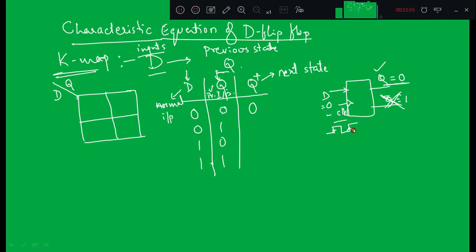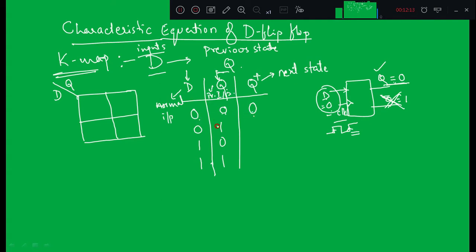For the next clock pulse also, I am not changing the value of D. Since I am not changing the value of D, the output will remain 0, right? See, q is 0. What will be the next state? Even after applying the next clock pulse, q plus will remain 0, because I am not changing the value of D.